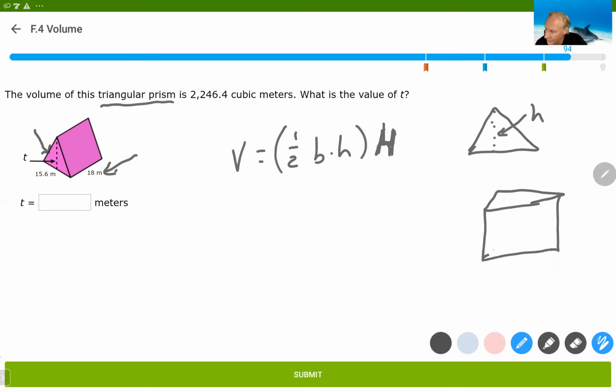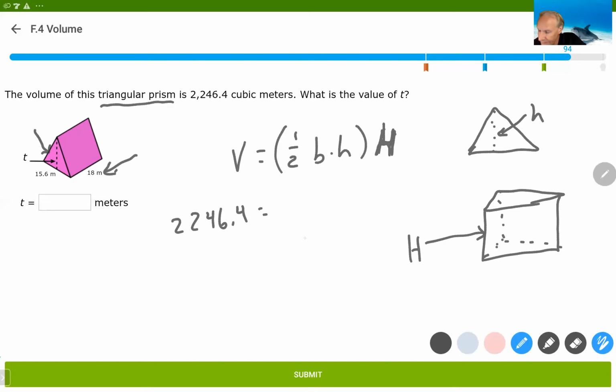So, sorry, it's a little off, but this height is the height in 3 dimensions. And so I use a capital H for that height. It just makes it more obvious what's going on. So anyway, the volume is 2246.4.